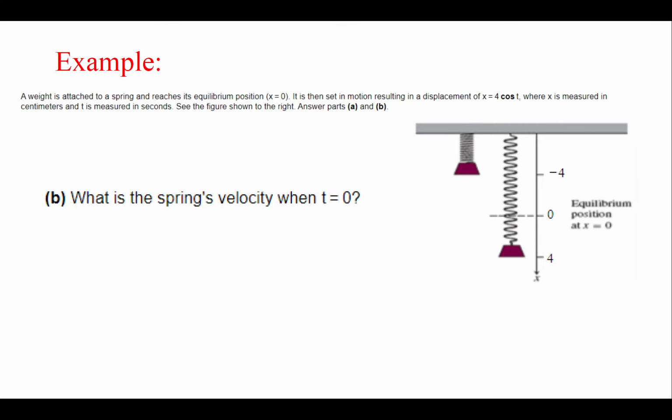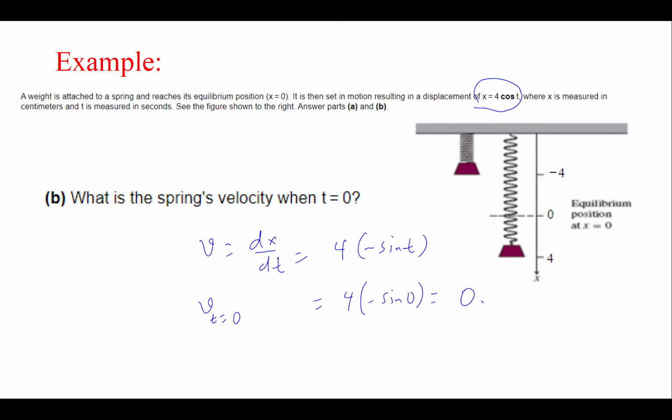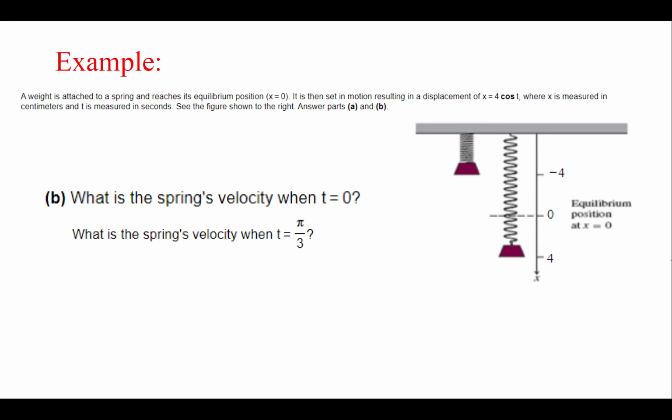What is the spring velocity? To find out the velocity, this is the position function, the displacement. Velocity is the derivative of this displacement with respect to time, which is 4 times the derivative of cosine t, which is negative sine t. If you want to find out the velocity when time is 0, we need to put t equal to 0 here, which is negative sine 0, which is actually 0 because sine 0 is 0. So the velocity when time is 0, at the starting point, the velocity of this spring is 0. That makes sense.